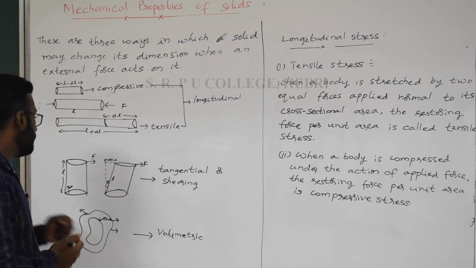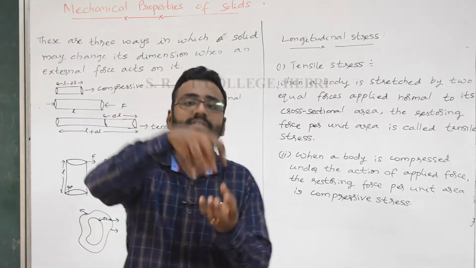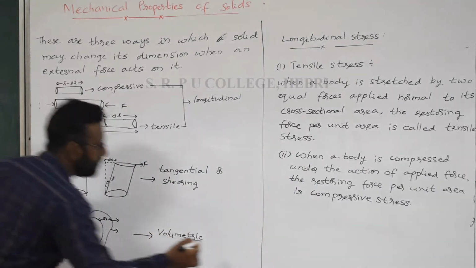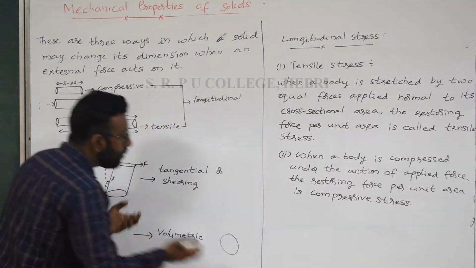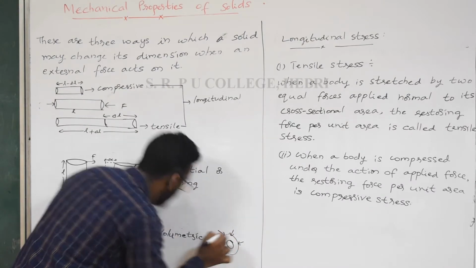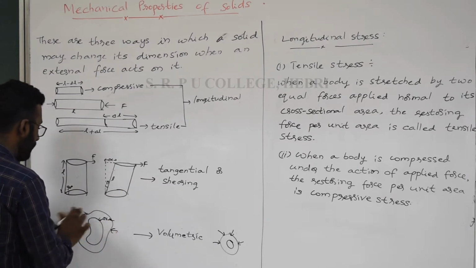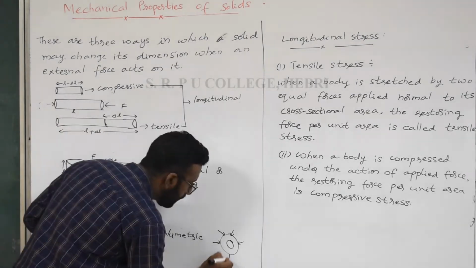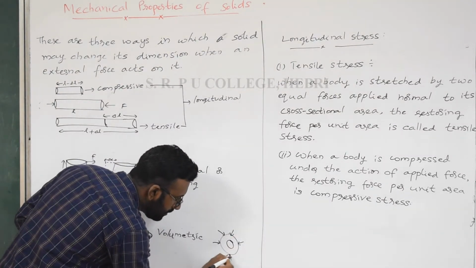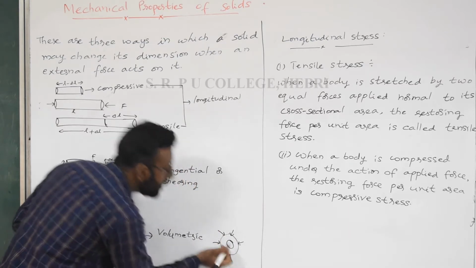The next one is volumetric. Volumetric means, if you put something inside water, equal force will be acting from all the sides. So if I take some circular material, obviously there will be force acting like this. I'll reverse the direction of force over here. The force will be acting, and the object of this much dimension, the outer circle, will be reduced to the size of the inner circle.